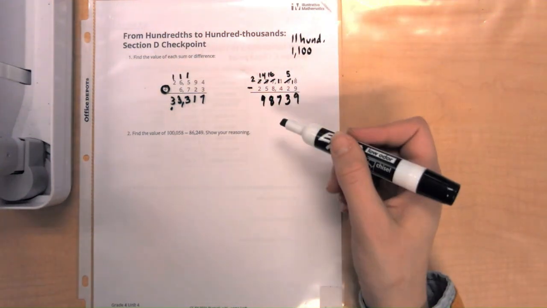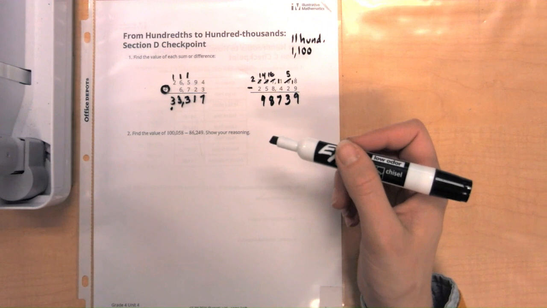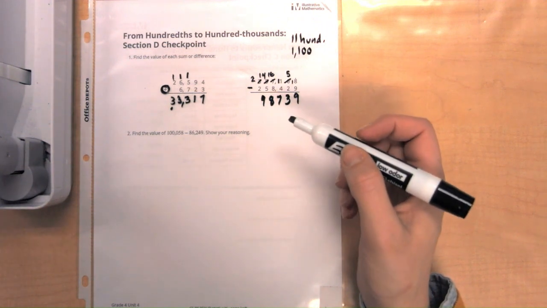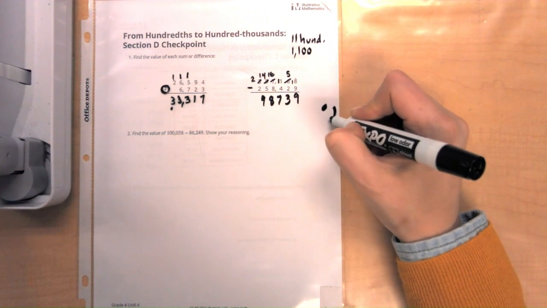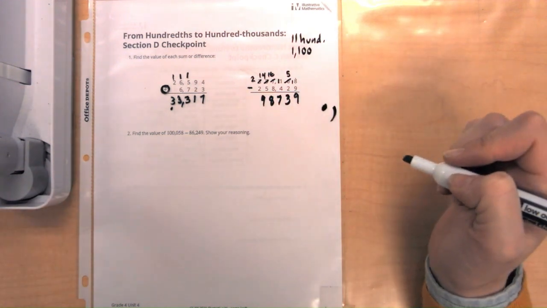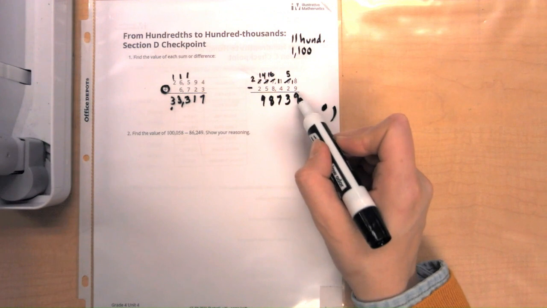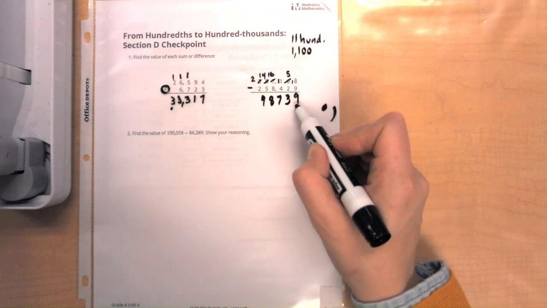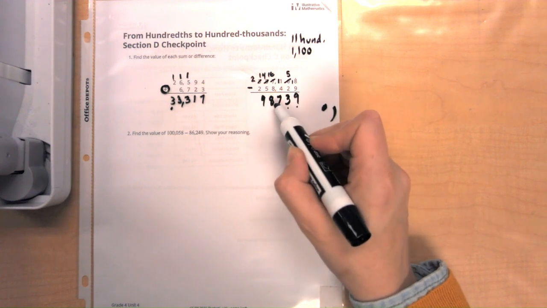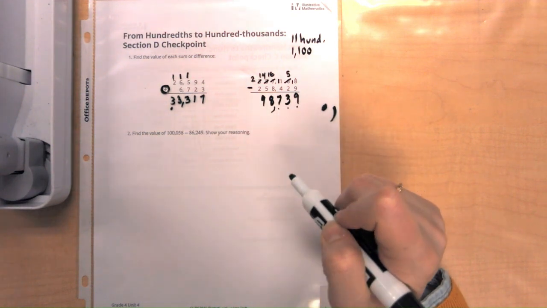You don't have to put the commas in your answer, and I almost would prefer that you didn't, because sometimes people accidentally put a decimal point instead of a comma, and you need to be very careful that you don't do that. But the commas, they go every 3 places if you use them. So 1, 2, 3: ones, tens, hundreds, thousands, that's where your comma goes.